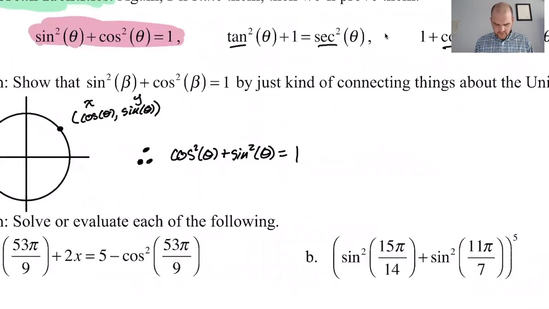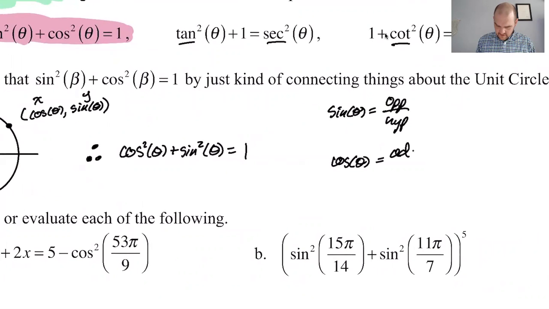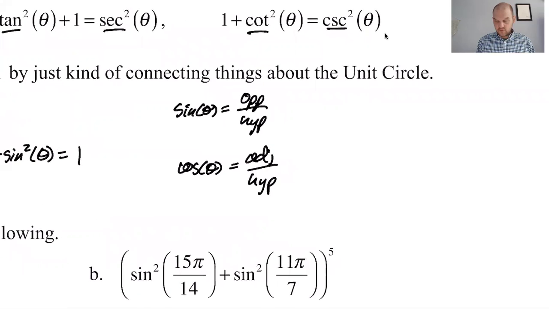There's other ways we could prove this. If we wanted to, we could do a right triangle type thing. Sine of theta is opposite over hypotenuse. Cosine of theta is adjacent over hypotenuse. And so then if I square them and add them up, the key thing is to think, well, what if I squared them and added them? So I'm going to do that.